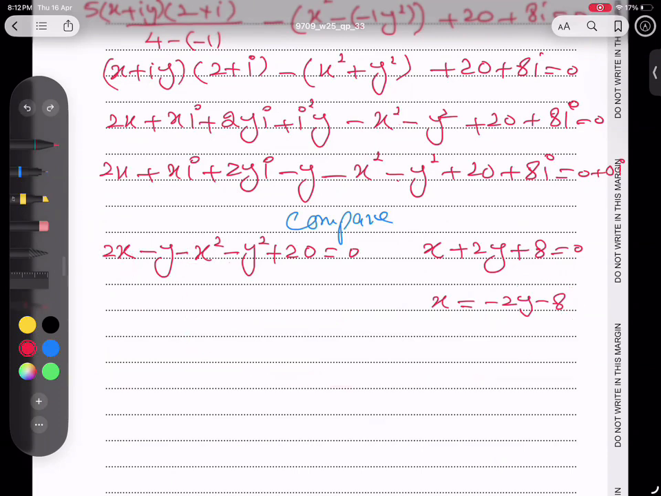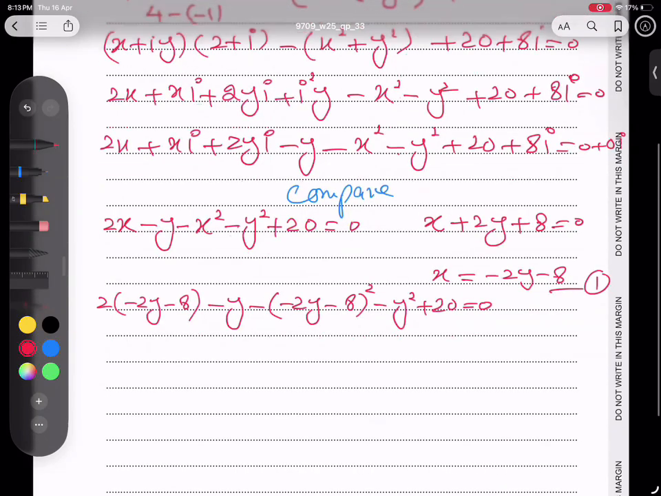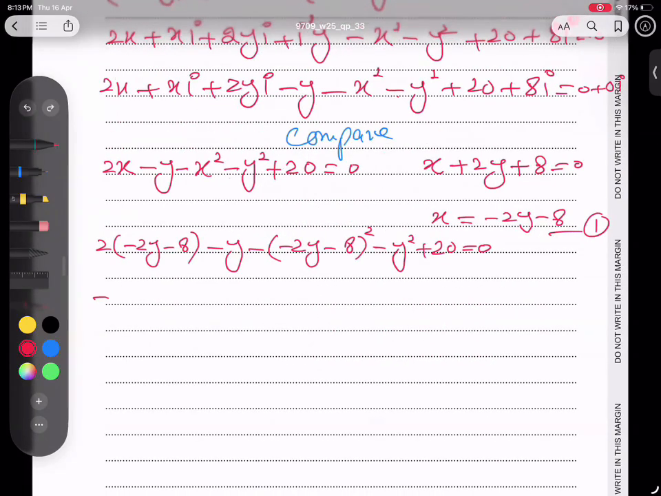Okay, get ready. 2 times (negative 2y, negative 8), negative y copy, and again (negative 2y, negative 8) to the power 2, negative y square copy, plus 20 is equal to 0. I call this equation number 1. Now students, negative 2, 2 twos are 4, 4y, and I got negative 2 at a 16, negative y. But here you have to open the square using the identity.